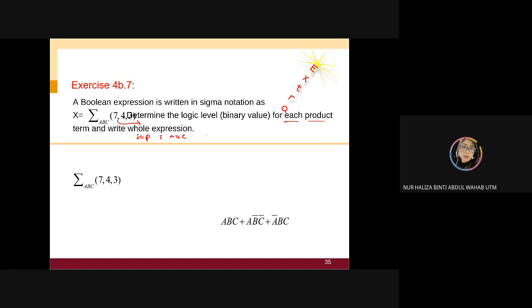And here you have 7, 4, and 3. 7 in binary will be 111. 4 will be 100. And 3 will be 011. From here, you just convert the values. You get A, B, C; A, B bar, C bar; A bar, B, C. And you add them with each other. And this is your final answer.